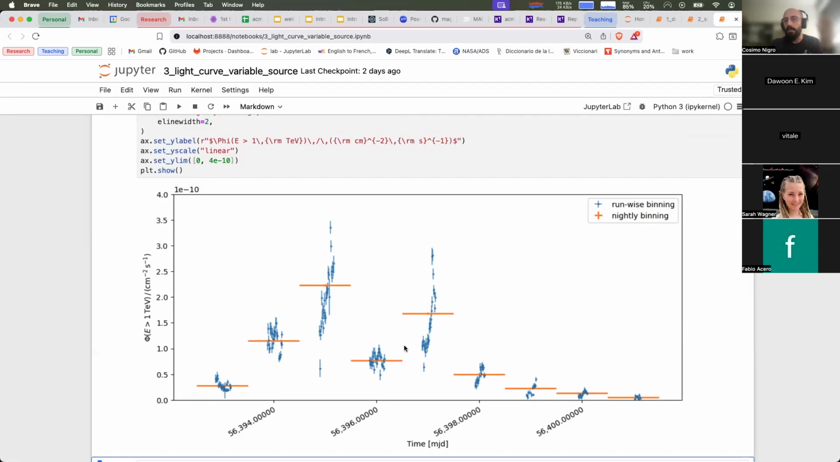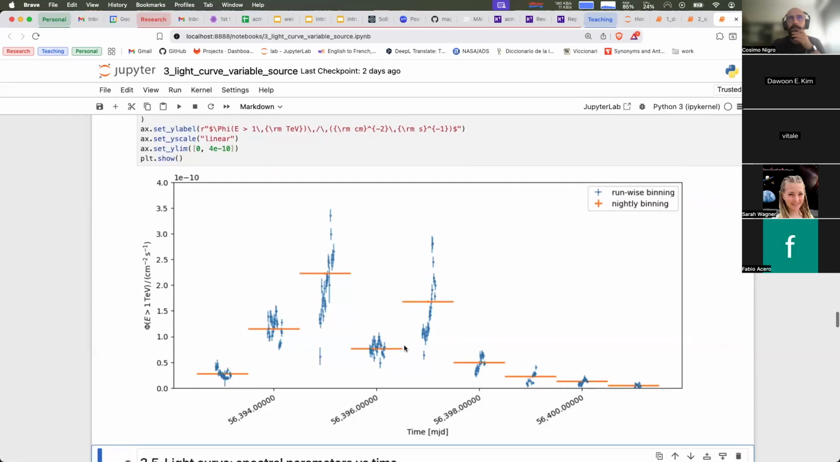Why would we do that? For example, we want to communicate in our paper how the flux changed day by day, or we are studying some physical processes whose variation has a time scale of a day, okay?